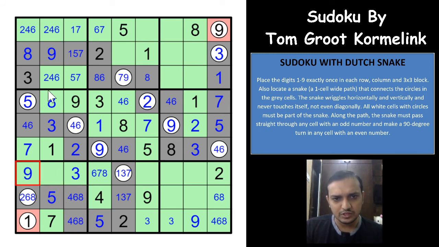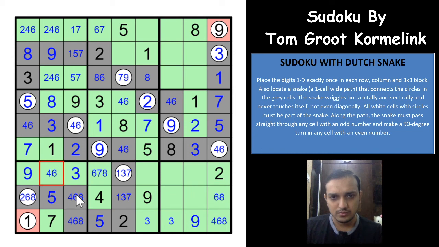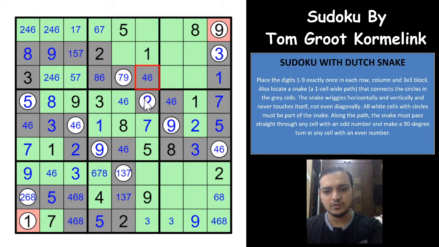So 2 4 6 8. So 8 is already there, 2 is already there. So this would have to be 4 and 6. Okay, this is an even number here, so 2 cannot be 2. It would have to be 4 6 and 8. Okay, you can eliminate 3 from here, so this would have to be 1 and 7.